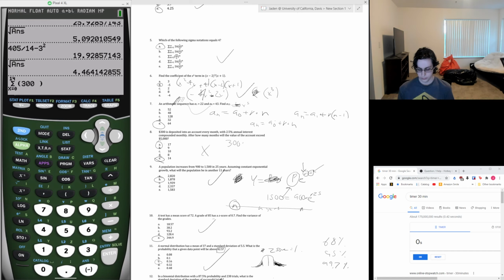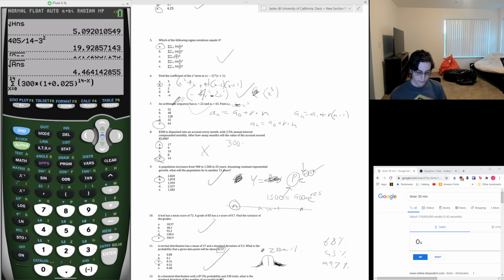300 times 1 plus 0.025 to the 14 minus x. This is basically summing up all of the additional ones. It's not really a good way of doing it, but I want to try this out first.